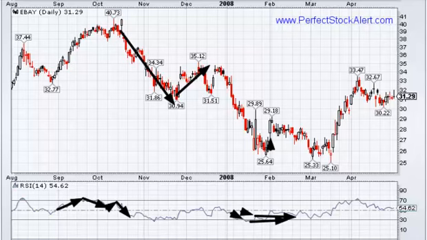These failure swings were developed by Wilder for the RSI. However, any bound oscillator it will work with. The Williams %R it will work with. Fast Stochastic it would work with. Slow, of course. Full Stochastic, Ultimate Oscillator. It will work with any bound oscillator that allows you to spot those failure swings.